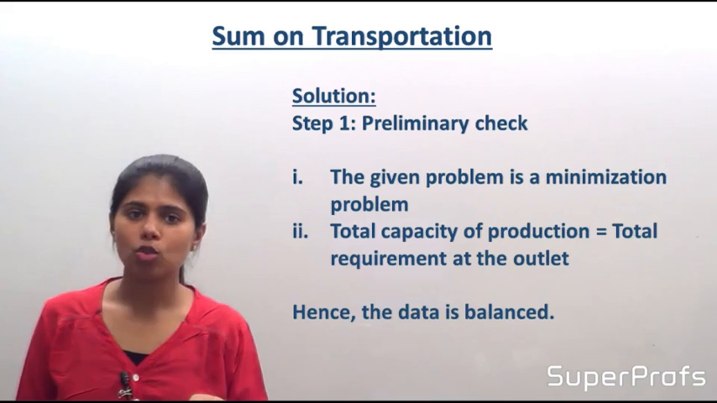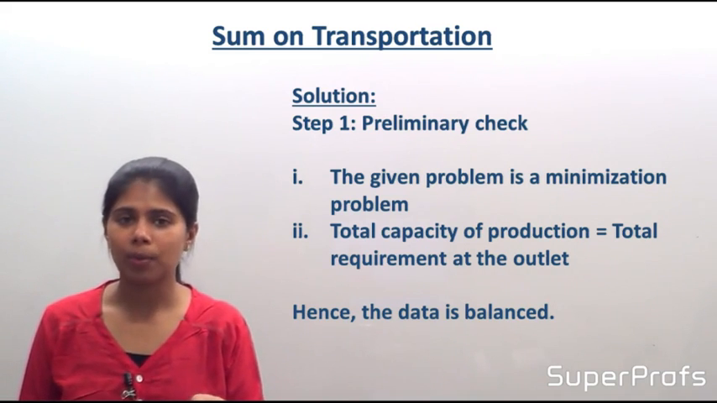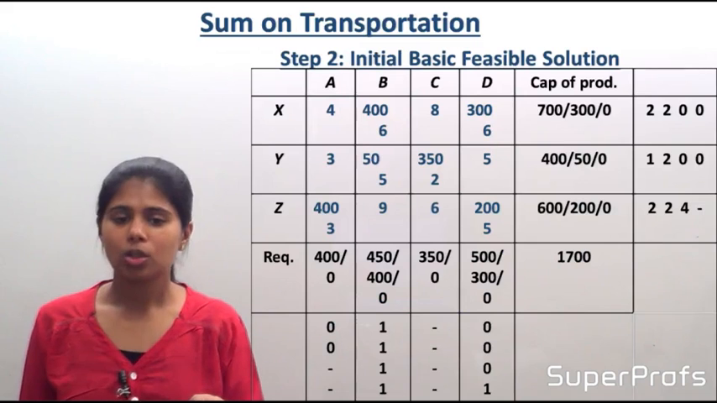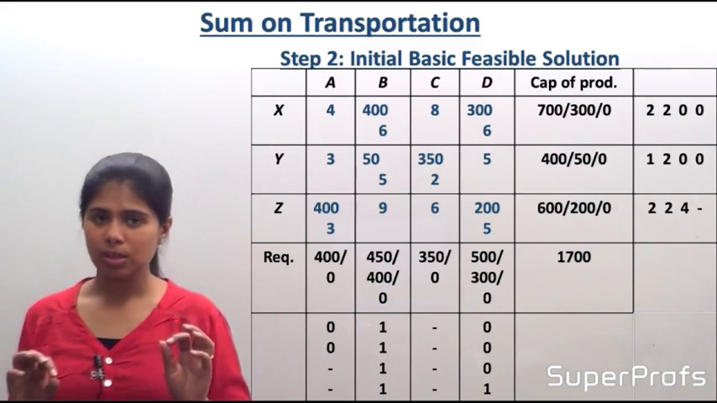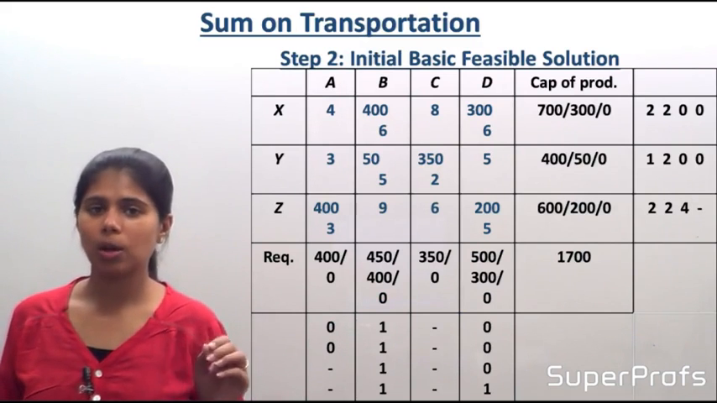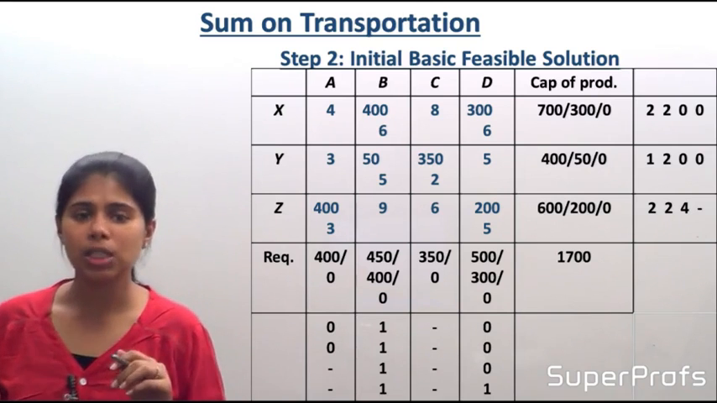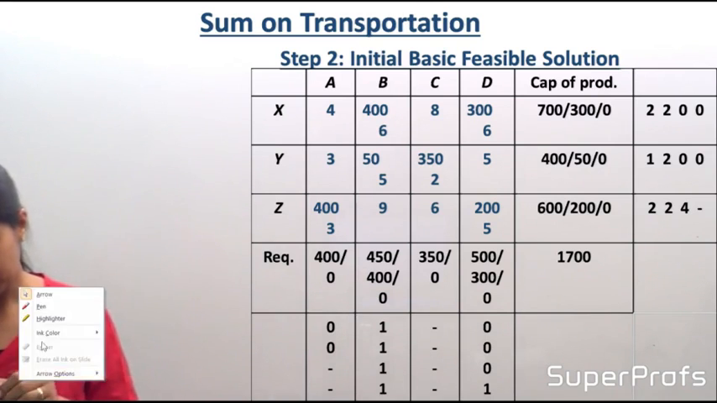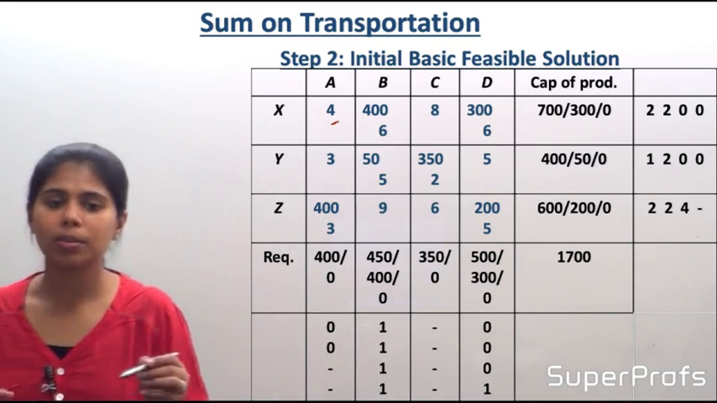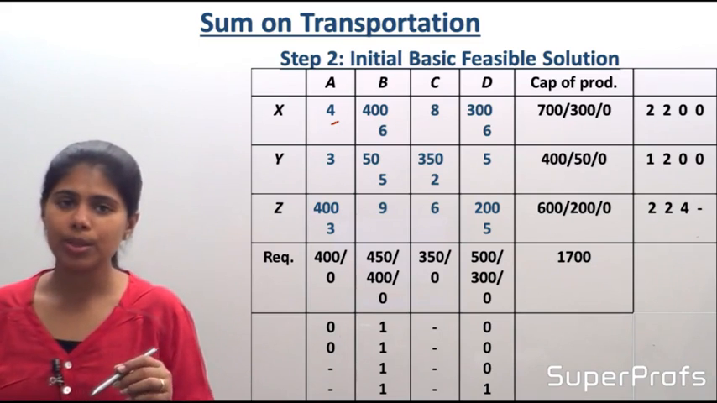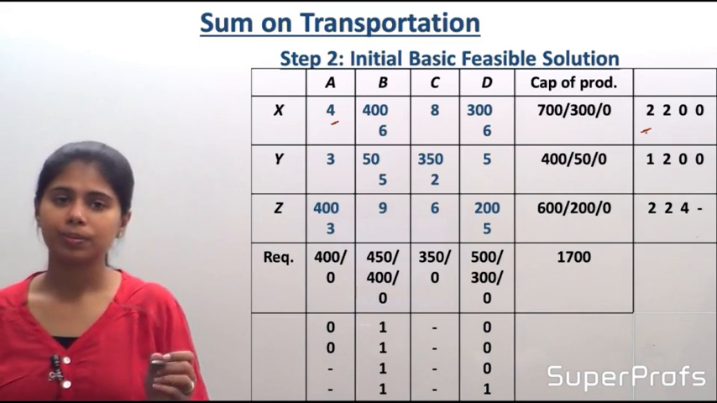Now I will move on to IBFS, Initial Basic Feasible Solution, using the Vogel's approximation method, VAM. So the first step of that, if you remember, was to find out the difference between the smallest and the second smallest number in each row and column. So say for example, you consider the first row. In the first row, the smallest number is 4 and the second smallest number is 6. So the difference between 4 and 6 is 2, which is what I have written over here.